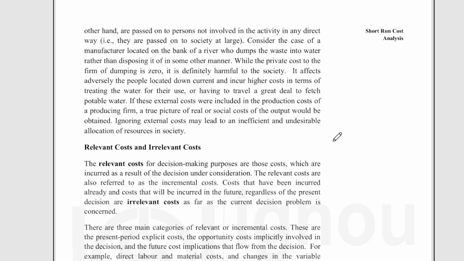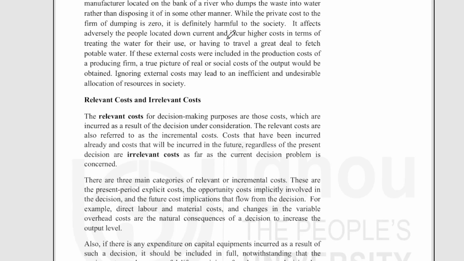way. Consider the case of a manufacturer located on the bank of a river who dumps the waste into the water rather than disposing of it in some other manner. While the private cost to the firm of dumping is zero, it is definitely harmful to society. It affects adversely the people located downstream, and they incur higher cost in terms of treating the water for their use or having to travel a great deal to fetch potable water.